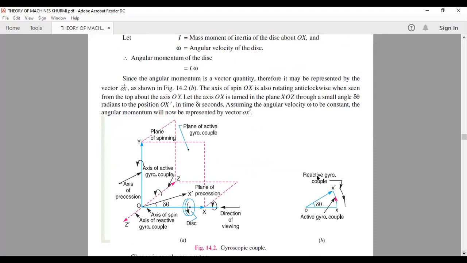Next, there are three types of spinning also. That is axis of spin, axis of precession, axis of active gyroscopic couple. These are the three types of axes which they are rotating in the plane of spinning, plane of active gyroscopic couple, and plane of precession.